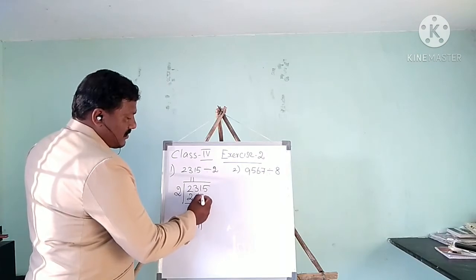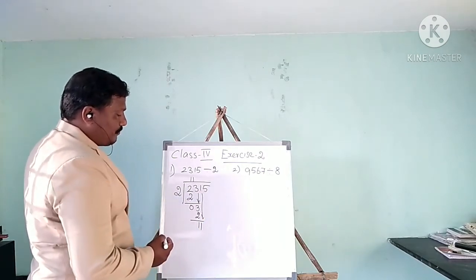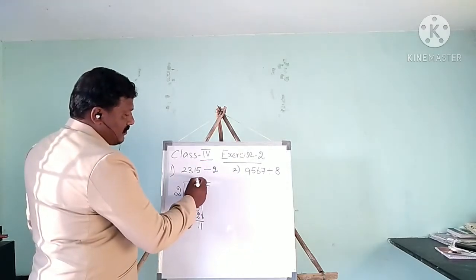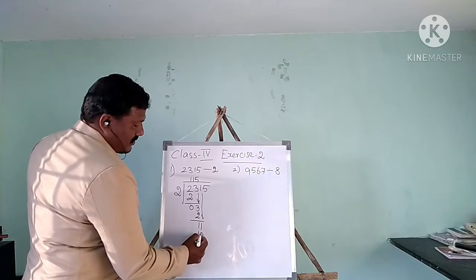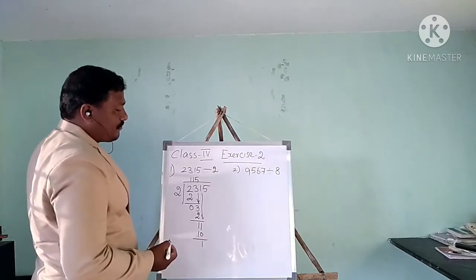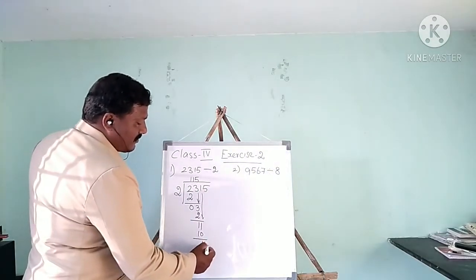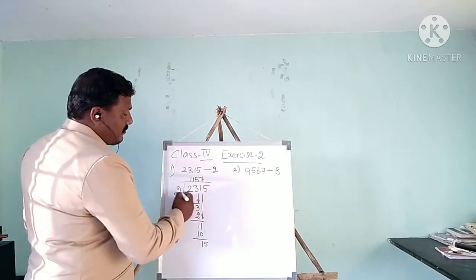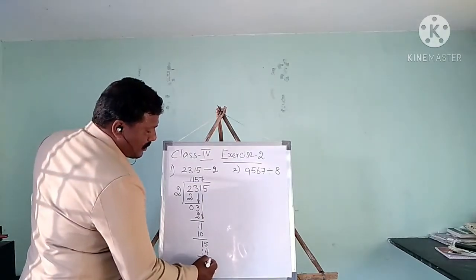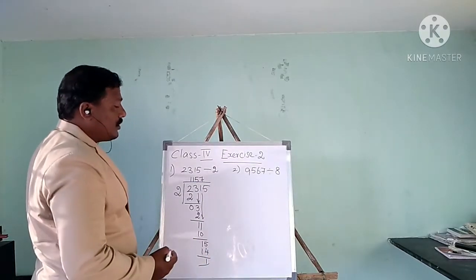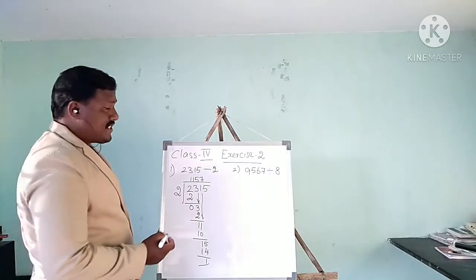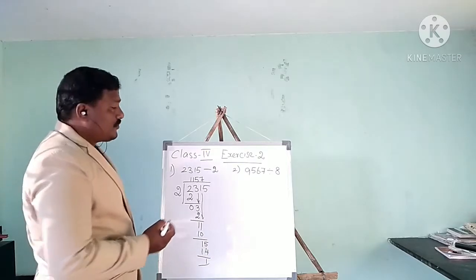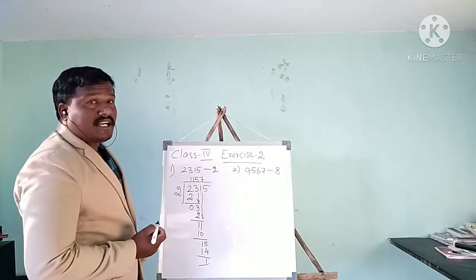So 5 2s are 10. Remainder 1. Again I will take down 5. So 7 2s are 14. Remainder 1. So I can give each person 1157 rupees. Okay, so I have 2315 rupees.